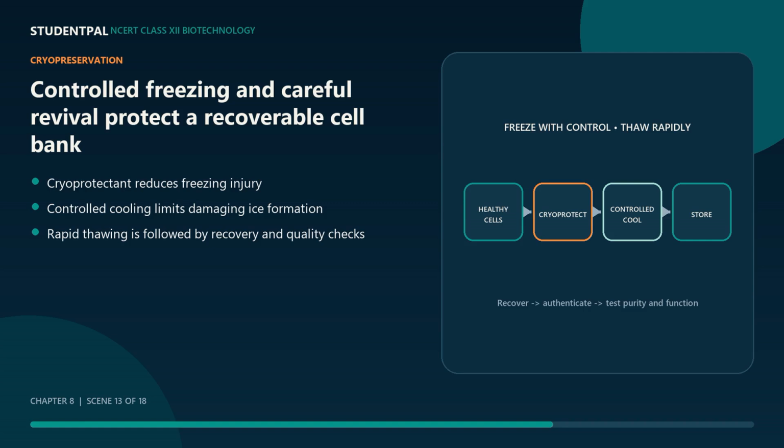Immediate survival is not enough. Attachment or growth, morphology, identity, sterility, mycoplasma status, and required function should be checked. A master cell bank and derived working bank reduce repeated disturbance and improve traceability. Records link every vial to source, passage, freezing date, and test results.